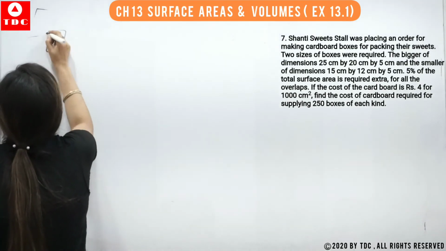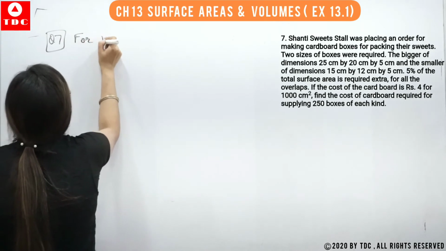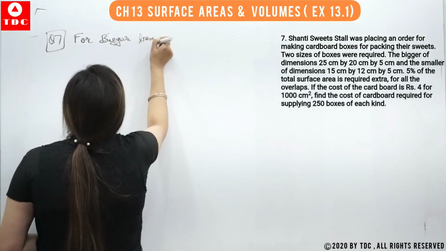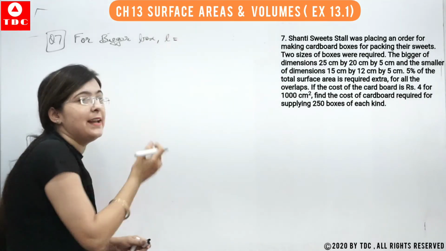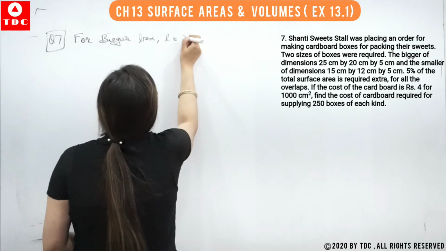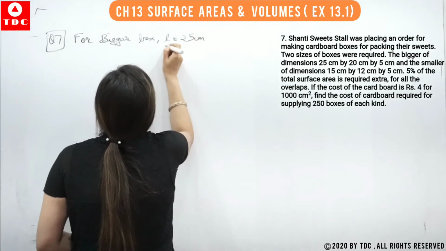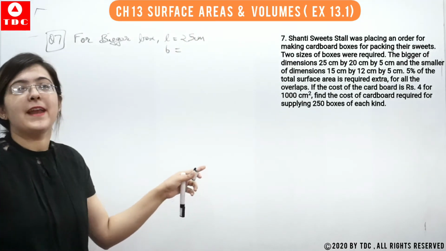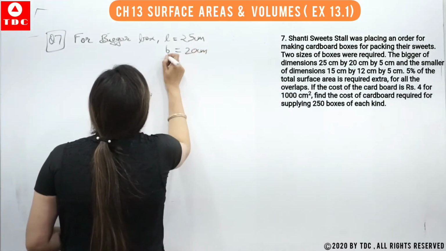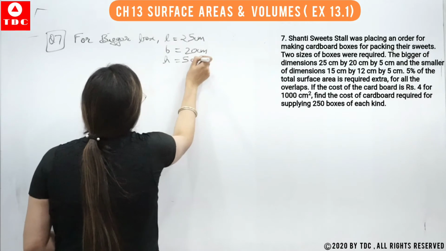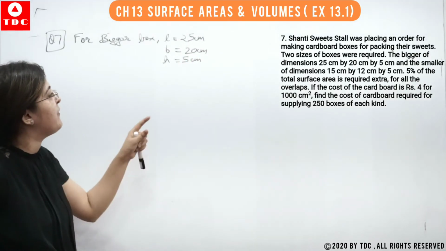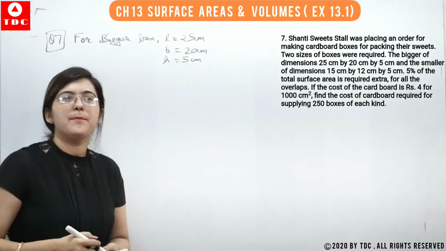Question number 7. First we are doing for the bigger box. Okay, for the bigger box, what are the dimensions given? Length is given as how much? See in the question, 25 centimeter. Breadth is given as 20 centimeter. And height is given as 5 centimeter. Okay, these are the dimensions given, 25, 20 and 5 for the bigger box.